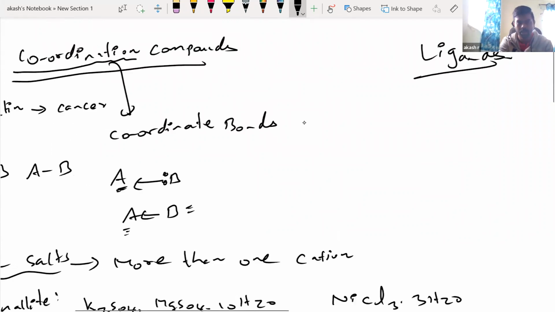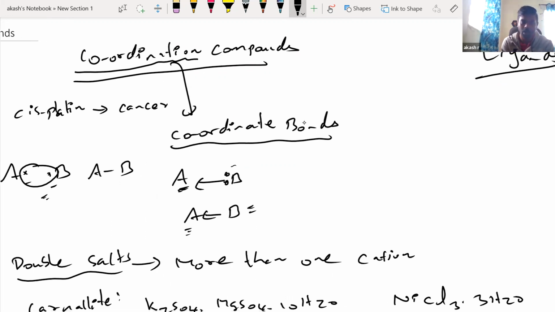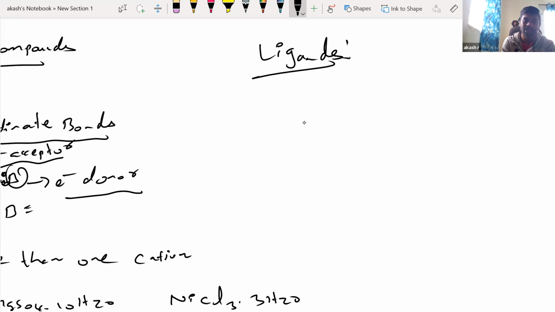When I told you that all these coordination compounds are going to be made out of only coordinate bonds, right? In the coordinate bond, you understand that there was an electron donor, whatever is donating the 2 electrons, and there was an electron acceptor. So these ligands are the ones which are going to act as electron donors.